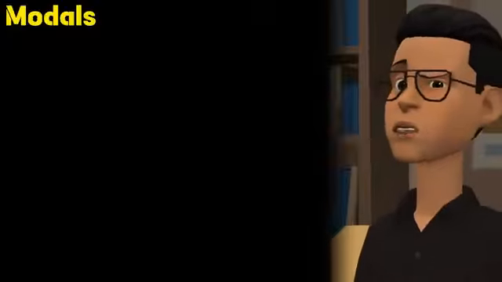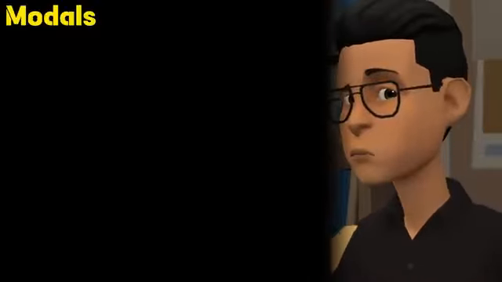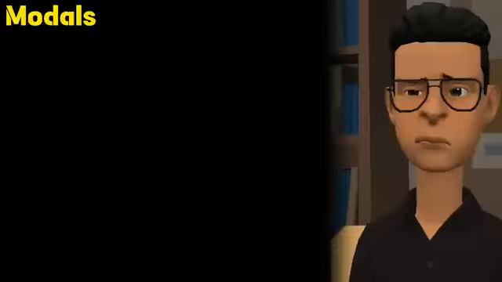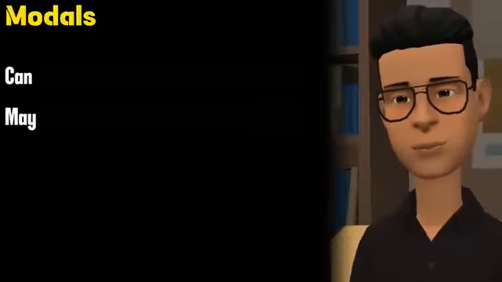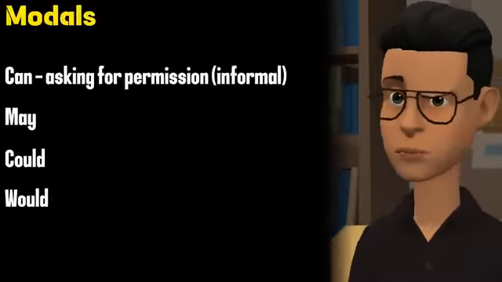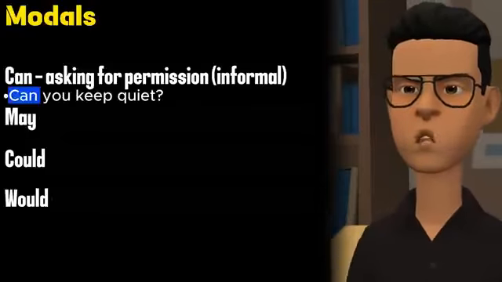Now, these were the uses in simple sentences. What if there are questions? Almost all of these modals can be used in interrogative sentences. The most used are can, may, could and would are also used in questions. Can is used if the permission is asked informally. For example, can you keep quiet?